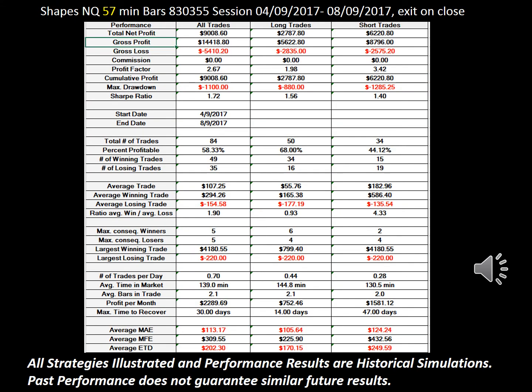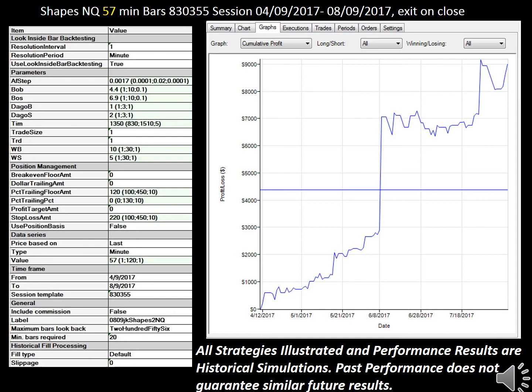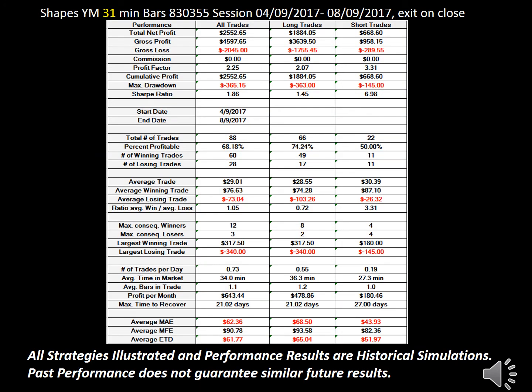Here's the NASDAQ over the 4-month period, making $9,000, 58% correct, average trade of 107. This is one of the better ones with only $1,100 drawdown. There's the inputs and the equity curve for the NASDAQ on a 57-minute bar. It's also at 1-minute resolution, of course. Here's the YM on a 31-minute bar for the 4-month period, 68% correct. And the drawdown was only $365, but it only made $2,500 over that period.